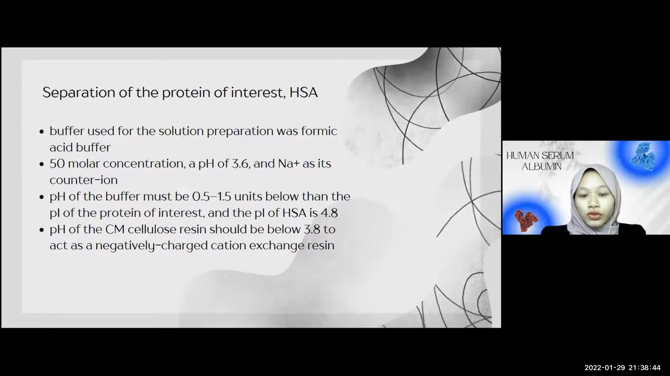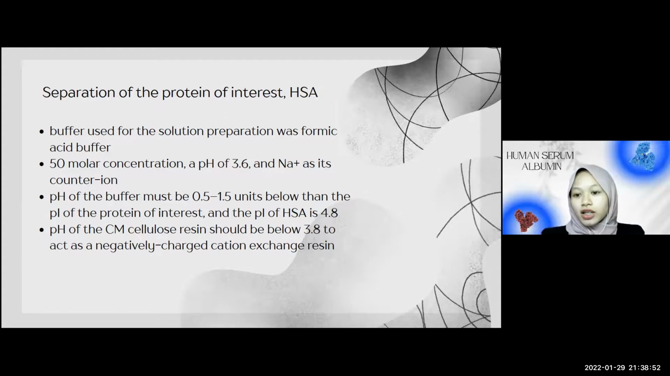The buffer used for the solution preparation was formic acid buffer, which has a 50 molar concentration, a pH of 3.6, and sodium ion as its counter ion. As the pH of the buffer must be 0.5 to 1.5 units below the pI of the protein of interest, and the pI of interest is 4.8, therefore the pH for the CM cellulose resin should be below 3.8 to act as a negatively charged cation exchange resin.